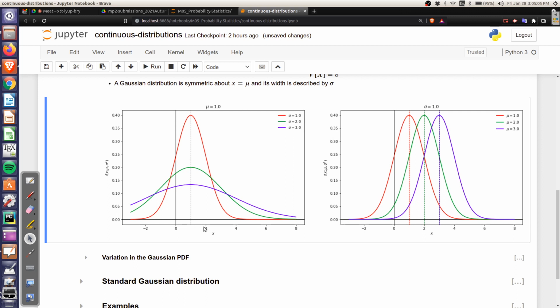So this is 0, this is 2, then this is mu, this is 1. Mu is equal to 1. That means the center of the distribution. Okay, so for each of these distributions, you can see that the center is at mu equal to 1. But what is the difference between these?